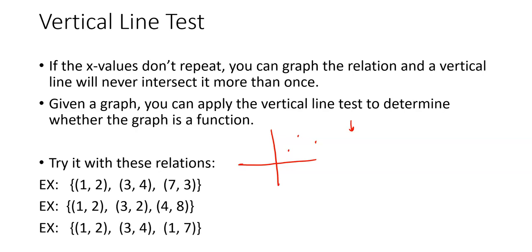Look at the third one. Third one says 1, 2, 3, 4, and 1, 7. So 1, 7 is up here. Now try drawing a vertical line. You draw a vertical line at x equals 1, and it'll intersect more than one point. And I can see that because when I look at this, the x values repeat.